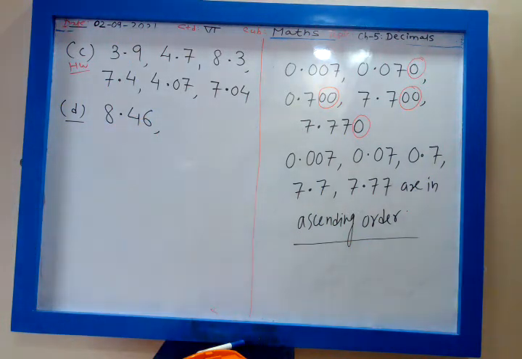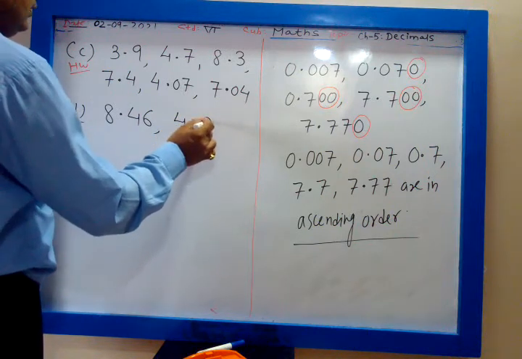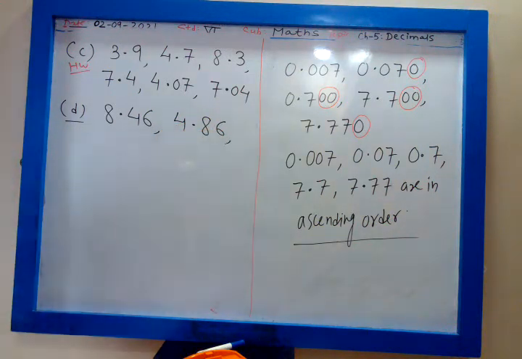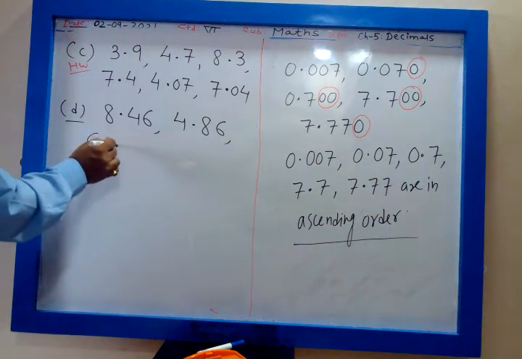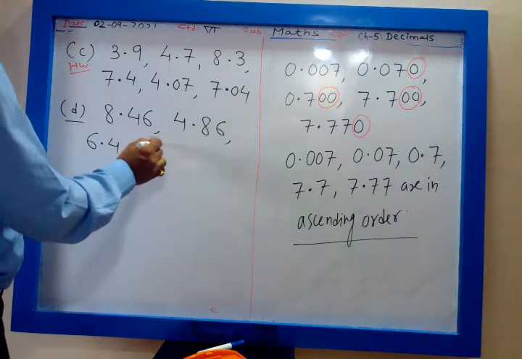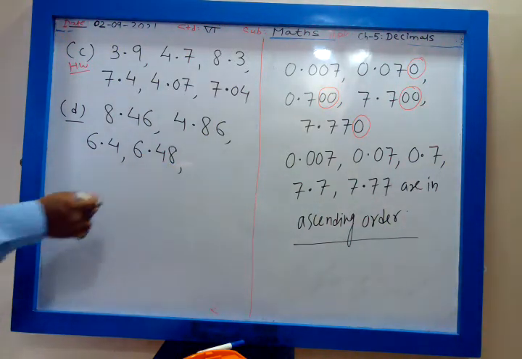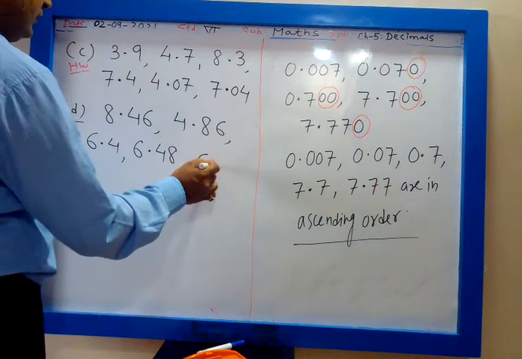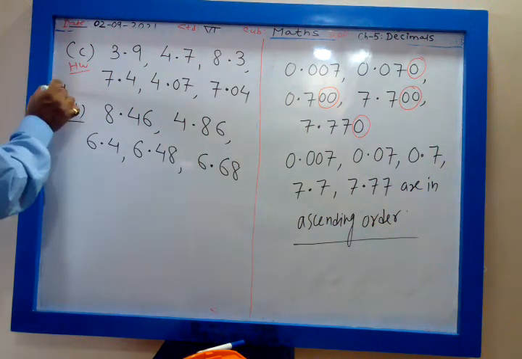8.46, 4.86, 6.4, 6.48, 6.68. C and D are homework. Okay.